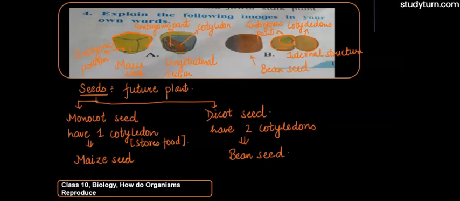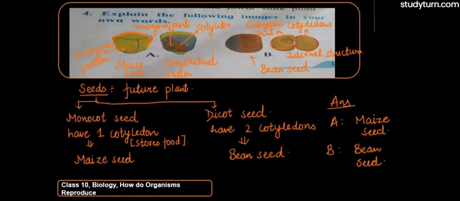Okay, so these are the seeds. One is maize seed, A is maize seed. So the answer is A is maize seed, which is a monocot seed. It consists of one cotyledon and there is an embryonic part which will give rise to shoot and root. Then B is bean seed, guys, which will give rise to new beans.